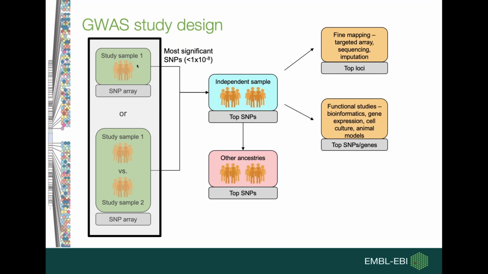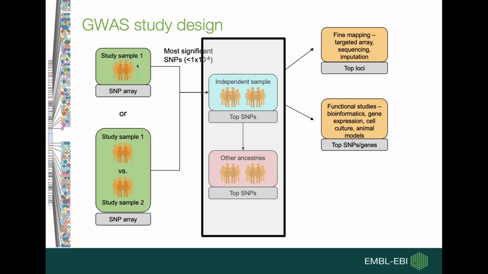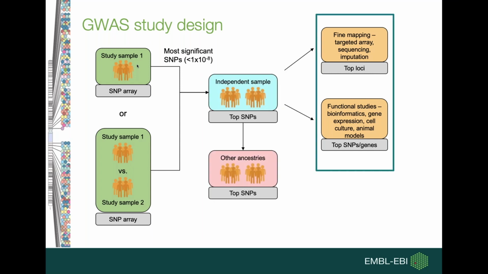A smaller number of the most significant variants are then often followed up in an independent cohort using a directed genotyping method. At this point, they may be tested in other ancestries. And then finally, as I mentioned, the GWAS is always followed by functional studies to establish causality and investigate disease mechanisms.